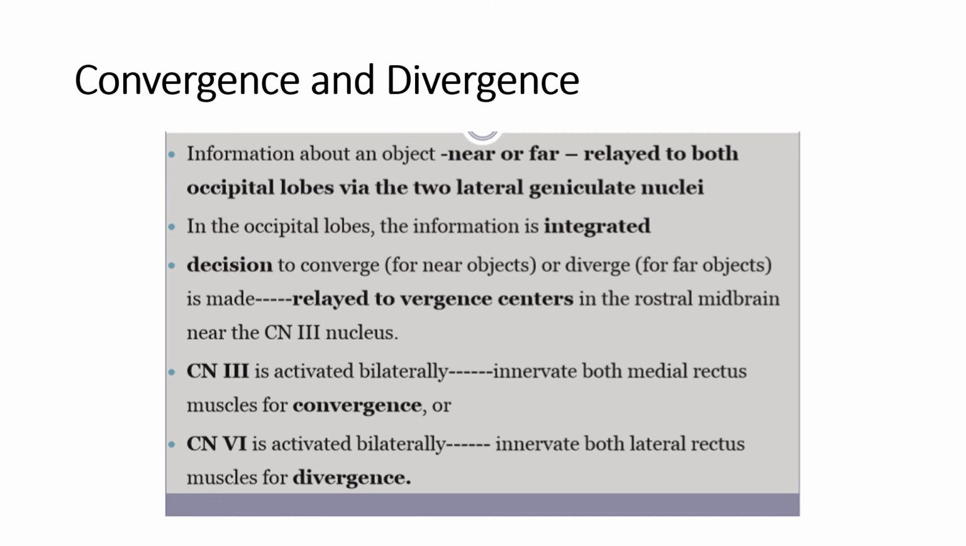Cranial nerve 3 is activated bilaterally, which innervates both medial rectus muscles for convergence, or cranial nerve 6 is activated bilaterally, which innervates both lateral rectus muscles for divergence.